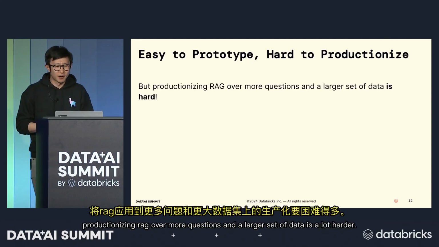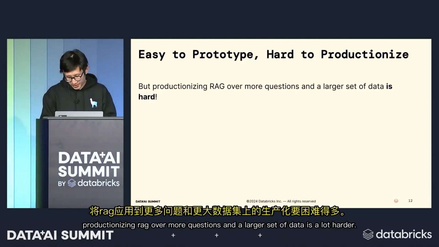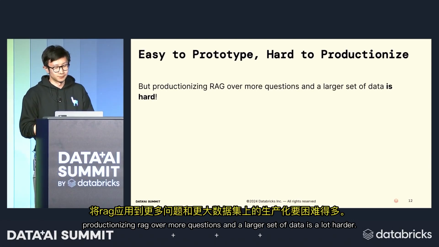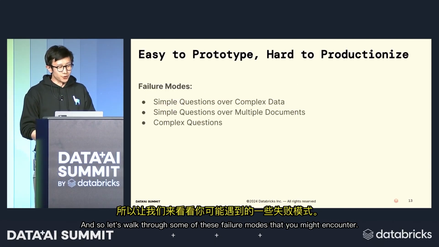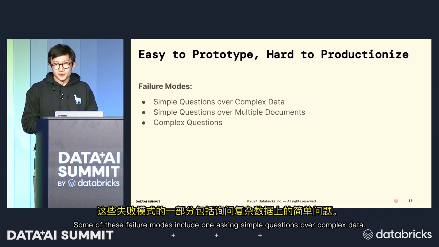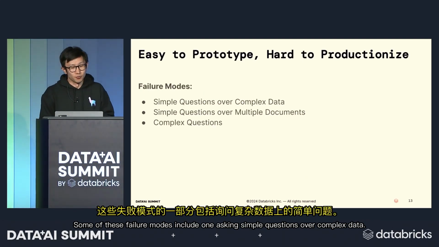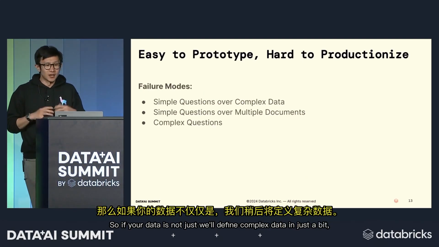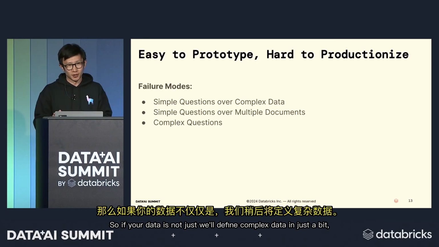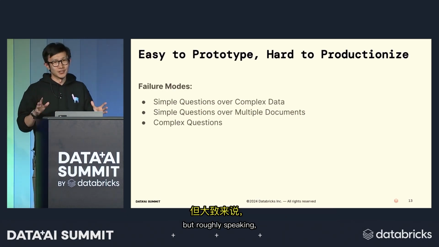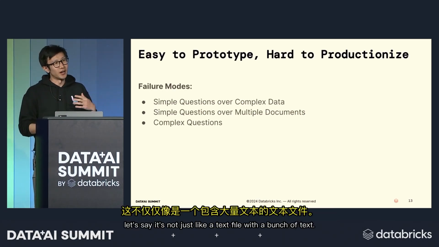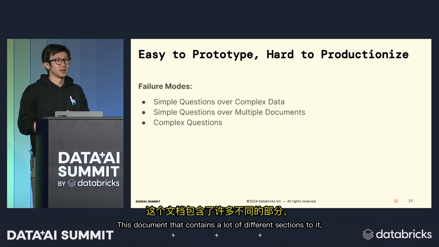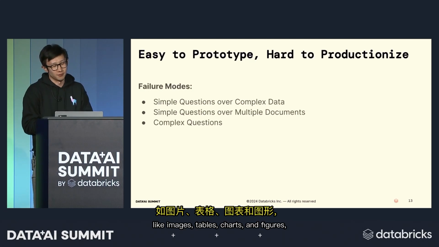However, productionizing RAG over more questions and a larger set of data is a lot harder, right? And so let's walk through some of these failure modes that you might encounter. Some of these failure modes include, one, asking simple questions over complex data. We'll define complex data in just a bit, but roughly speaking, let's say it's not just a text file with a bunch of text. It's a document that contains a lot of different sections, like images, tables, charts, and figures.